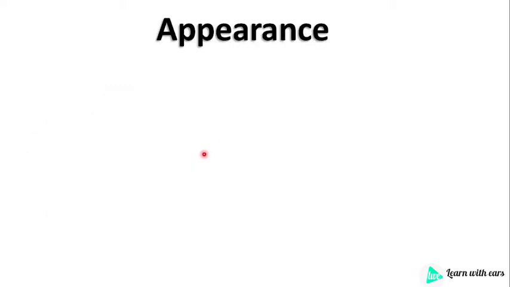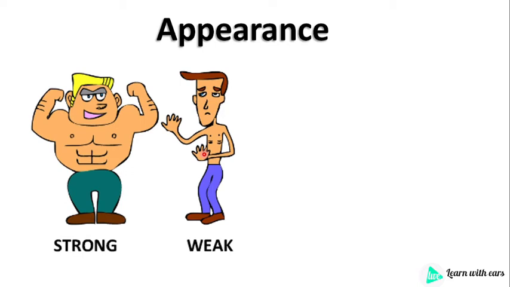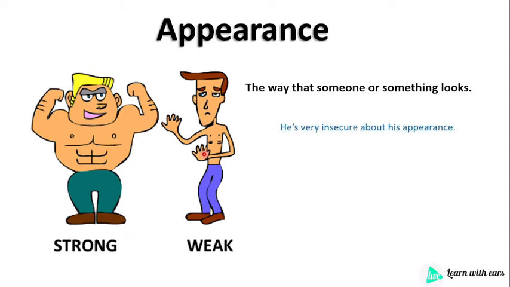Next, appearance. Appearance. Appearance is the way that someone or something looks. Okay? For example, he is very insecure about his appearance.